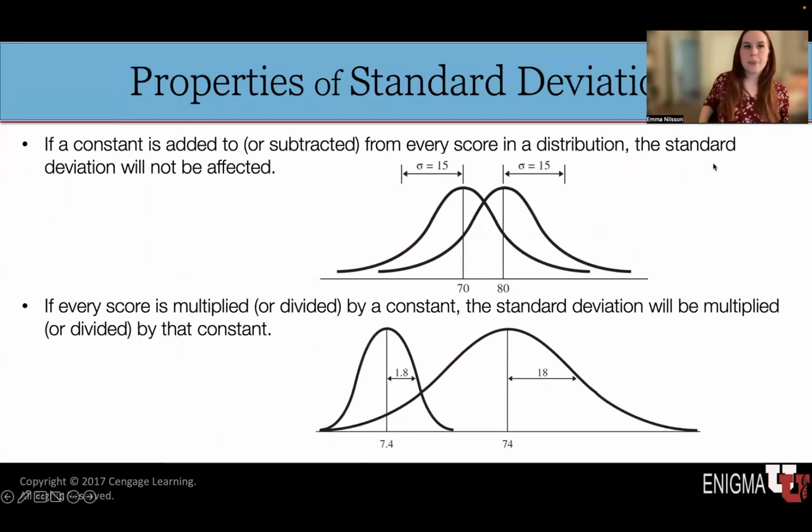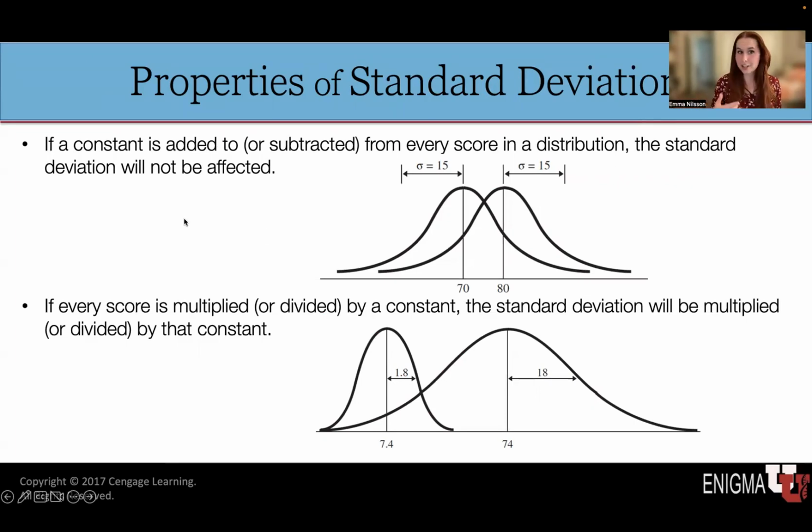Okay, let's move on from that. So let's talk about some of the properties of standard deviation. Some cool information is if a constant is added or subtracted to every score in a distribution, the standard deviation actually will not be affected. It's not going to change because the mean is going to move relative with the scores. The scores stay the same relative distance away from the mean, which is what the standard deviation is measuring. So if you add or subtract a constant from every score, standard deviation stays the same.